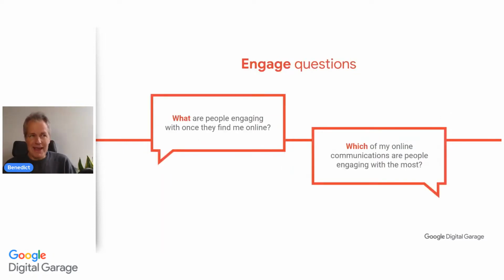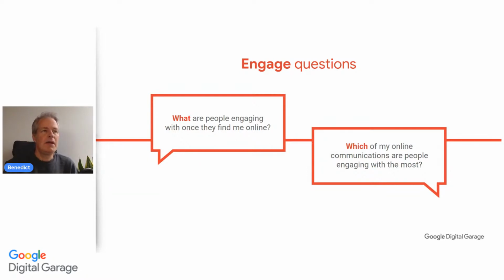What are people engaging with once they actually find me online? You can even track how long they spend on particular pages. Are they really reading that blog? What are they doing after that point? So it's tracking their different movements around the website, how much they're engaging with the different pages of the website. Which of my online communications are people engaging with the most? What are they really spending a bit of time on?